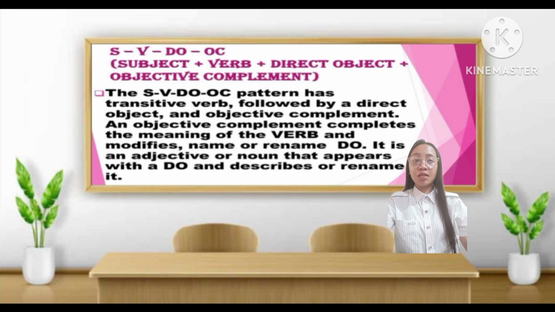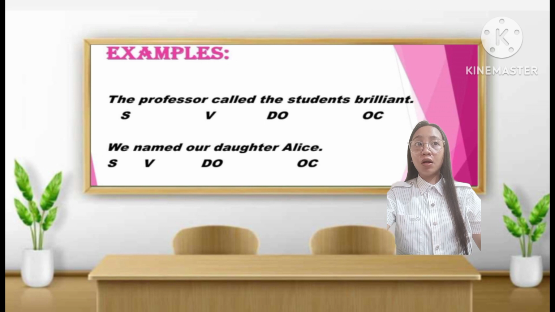This pattern has a transitive verb, so it needs the direct object and objective complement. When we say objective complement, it completes the meaning of the verb and it modifies the direct object. Example, the professor called the student brilliant. The professor is the subject. Called is the verb. The student is the direct object. Brilliant is the objective complement which describes the direct object, the student.